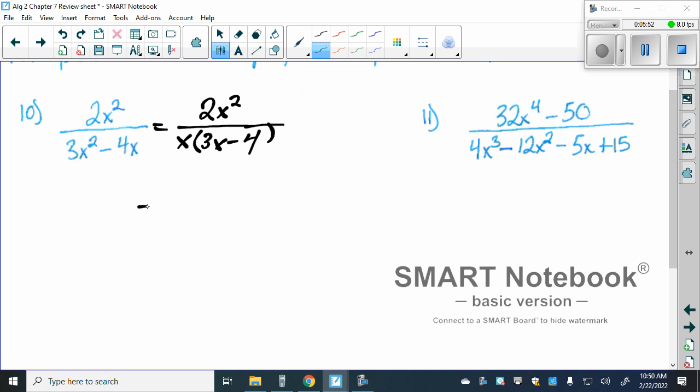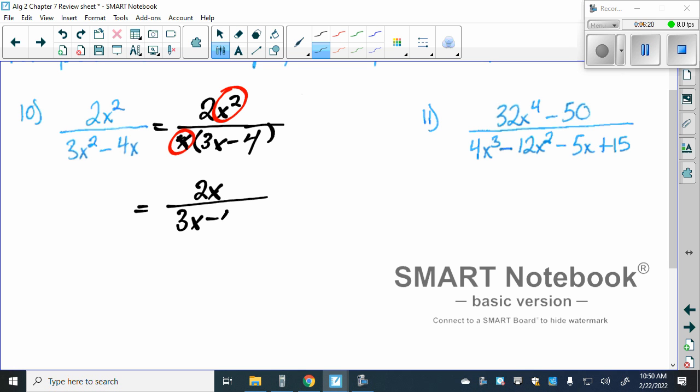Now, do we have something in common on top and bottom? Yes, because we have an x and an x squared. And that would cancel 1x on top and bottom. So the x squared is going to become just an x. And the one on bottom is gone, because there's only one on bottom. So that leaves us with what in the denominator?